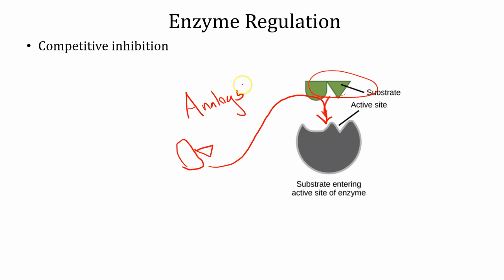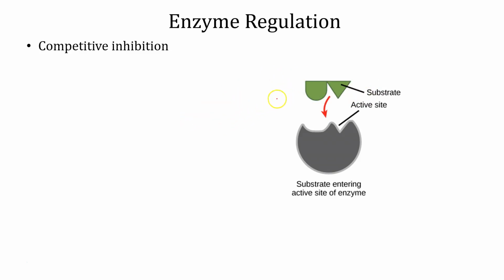So these are called competitive inhibition. Anytime there's an analog that's going to occupy the active site, it's going to keep that enzyme from binding to the substrate. So sometimes the cell can make these analogs.